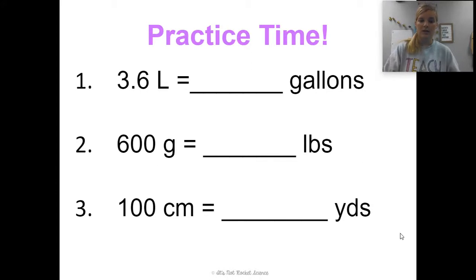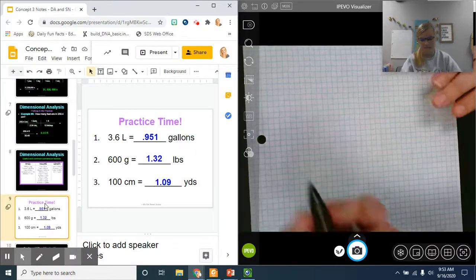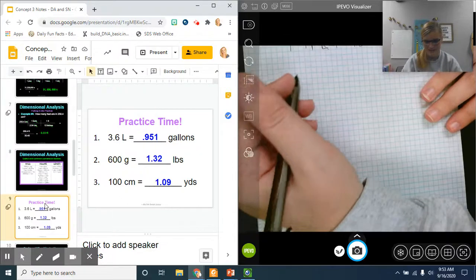So let's do some of these practice times together. Let me grab a piece of paper and we'll get started. Okay, so our first problem, I'm going to go ahead and copy this information down. Okay, so let's look at this first practice time here. I know I have my answers posted up there, but it's fine.